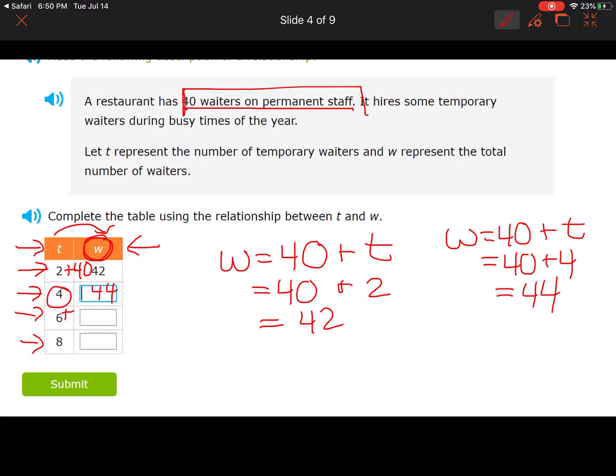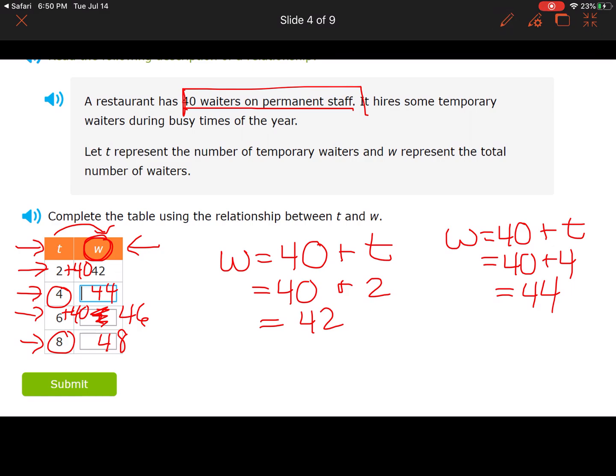You go right down the list. So if this one you're going to add 6 as well, that's going to give you 46. This one you're adding 8, so that's going to give you 48. So that right there is just kind of a breakdown of how you'll approach 2LU.